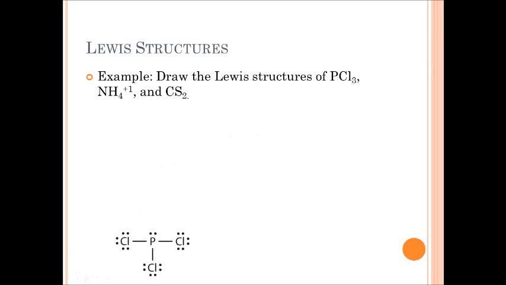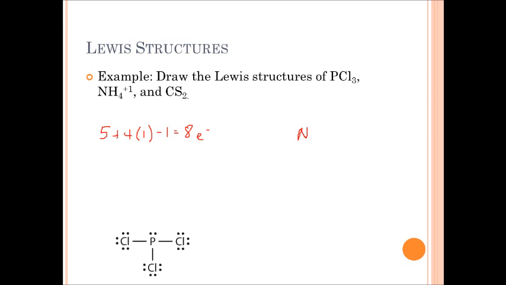Alright, now let's move on to NH4 plus 1. Okay, so let's look at our periodic table again. We have 5 valence electrons for nitrogen. We have 4 hydrogens, which each have 1 apiece. And then we're going to actually not add 1, we're actually going to subtract 1 because we have a positive 1 charge. So we're going to subtract 1 here, and that is going to give us a total of 8 electrons.